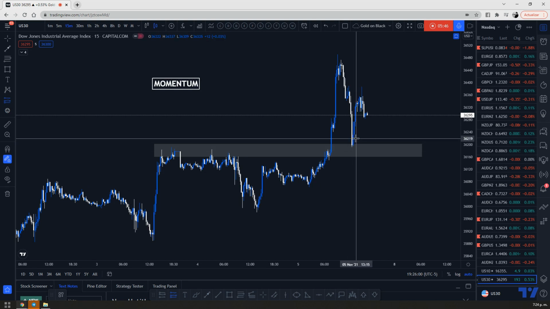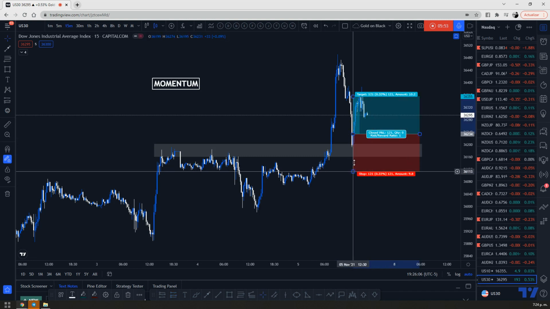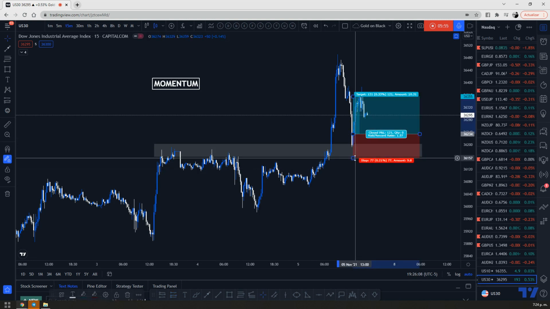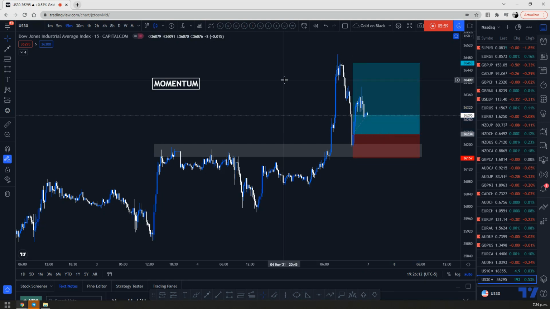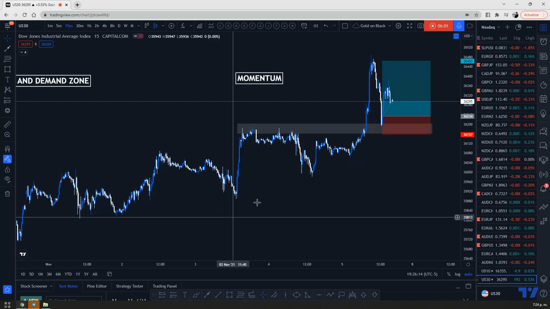Giving you some type of sign, you can maybe scale in to 5 minutes to see what type of formation is giving you. So you can make an entry with the stop loss below the zone, and take profit at the previous high. That is basically it.